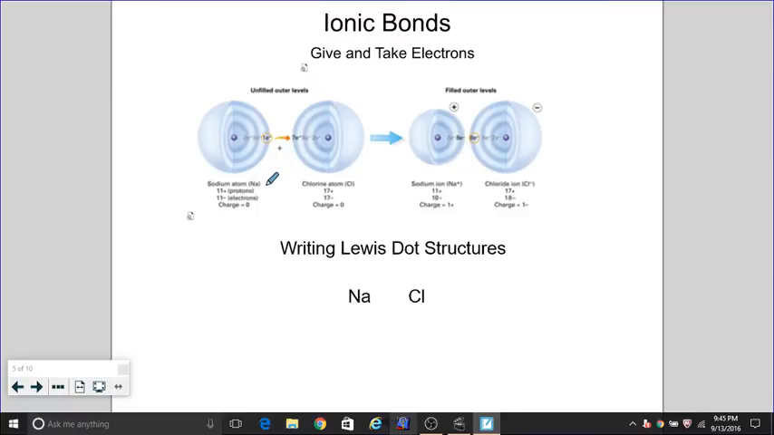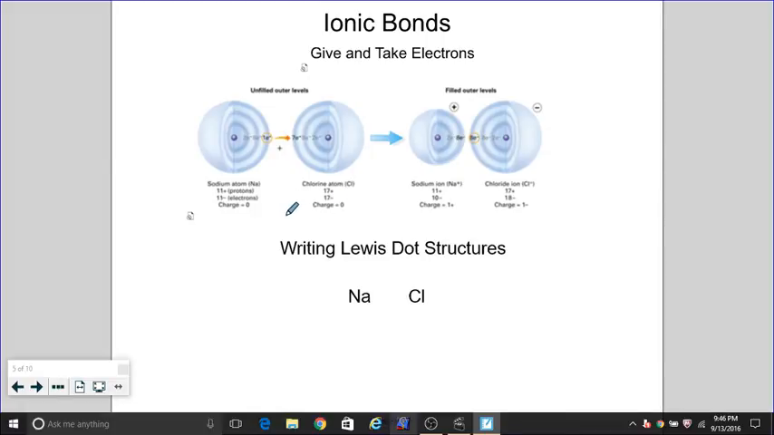Well, a sodium atom has 11 protons. I know that because if I looked it up on the periodic table, it would have an atomic number of 11. That means it also has 11 electrons, which gives it, as a neutral atom, which is the way it's written on the periodic table, a charge of 0. The chlorine atom has an atomic number of 17, so that means it has 17 protons, and therefore it has 17 electrons, and its charge is 0.